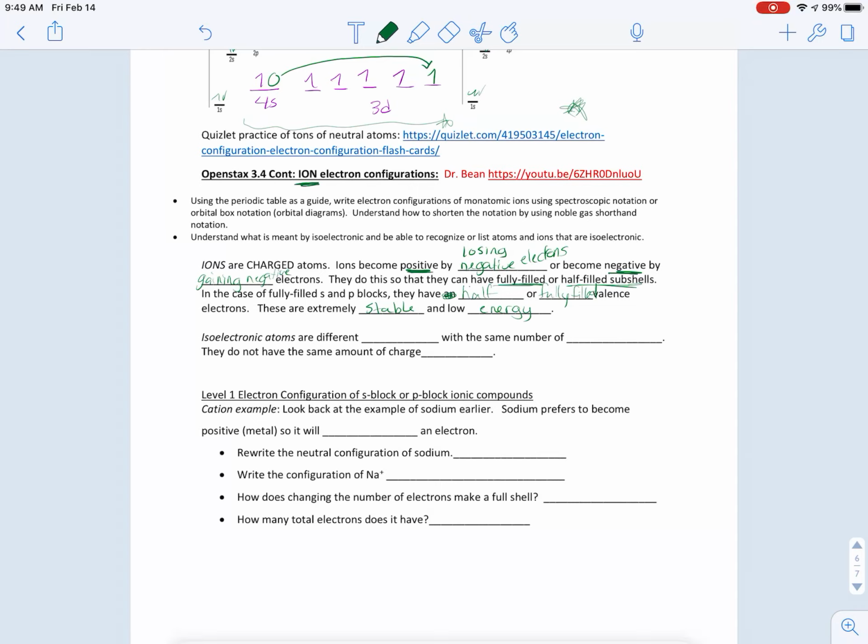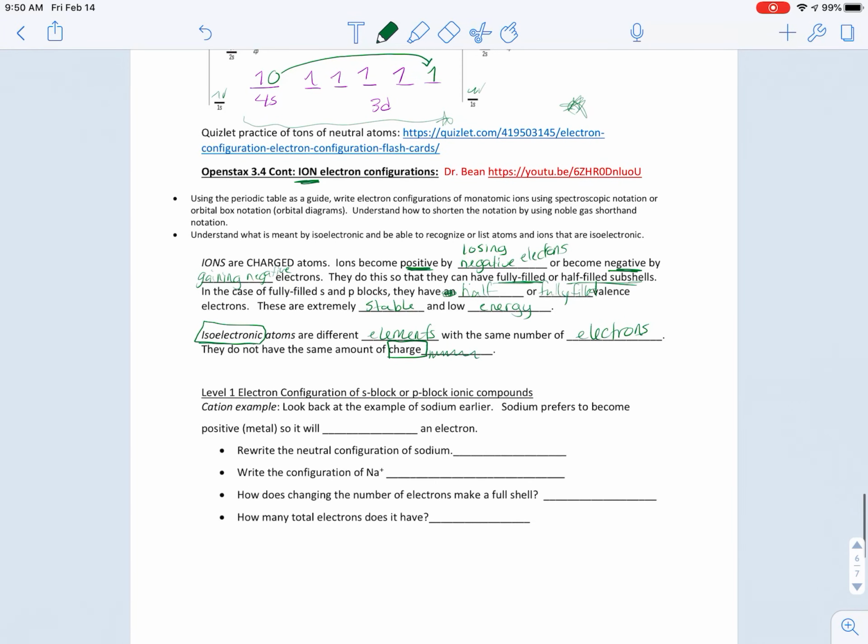Okay, so isoelectronic atoms, this word right here, you need to know this word. They are different elements with the same number of electrons. They do not have the same amount of charge. So they don't have the same amount of charge. An example of an isoelectronic atom would be helium and lithium plus.